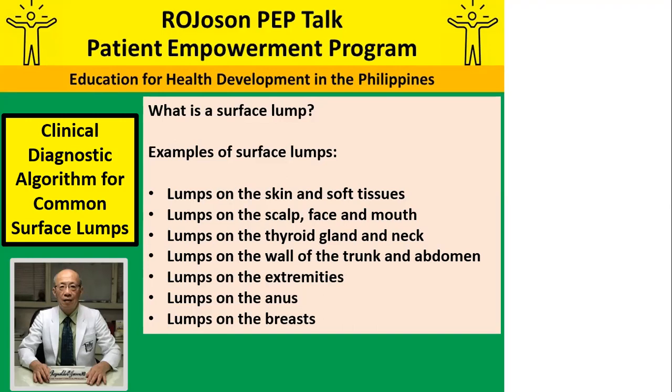Lumps on the wall of the trunk and abdomen. So pinag-usapan dito yung hindi yung sa loob ng tiyan, no? Okay. So we're talking about lumps on the wall, no? Okay, yung mga liver, nakakapa rin yung liver tumor, pero we're not talking about those things, no? Okay. Nakakapa rin yung mga colon, intestine, pag malaking-malaki na, makakapa yun, no? So but when we talk about surface lumps, we're talking about yung mga lumps sa trunk, sa abdomen, doon sa wall lang. Okay, sa wall. Then lumps on the extremities, lumps on the anus, sa puwet, lumps on the breast. So these are the more common areas that surface lumps can be palpated.